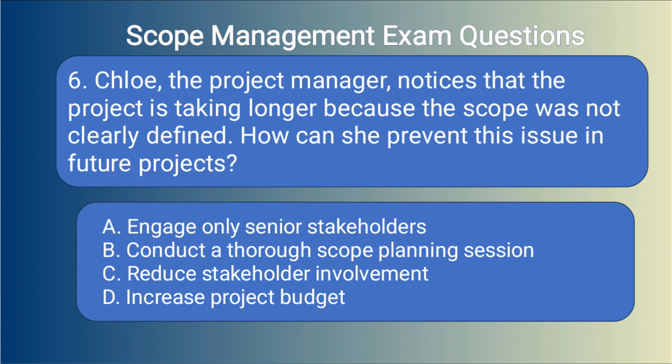6. Chloe, the project manager, notices that the project is taking longer because the scope was not clearly defined. How can she prevent this issue in future projects? A. Engage only senior stakeholders. B. Conduct a thorough scope planning session. C. Reduce stakeholder involvement. D. Increase project budget.